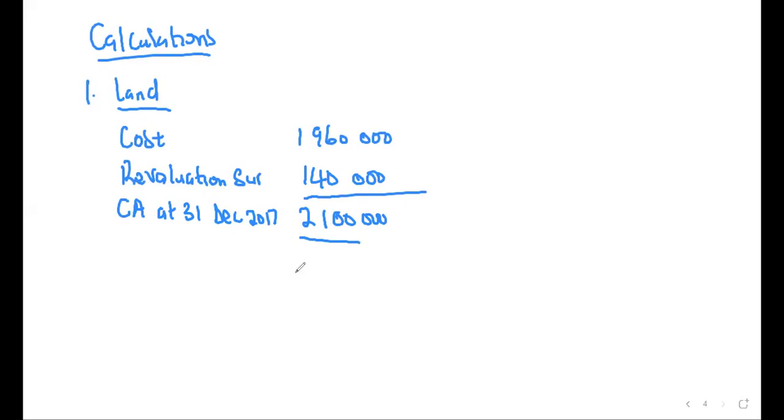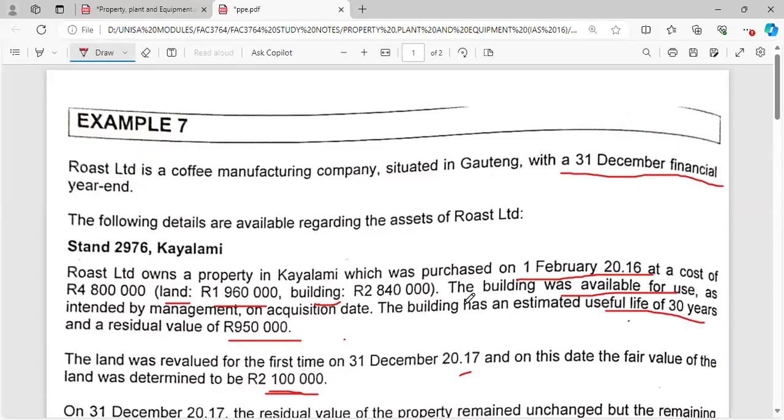Then after the land, which other asset do we have? We have the building. What happened to the building? The building cost 2,840,000. The building was available for use as intended by management on acquisition date. The building has an estimated useful life of 30 years and a residual value of 950,000. So we need to determine the carrying amount of the building here. Where do we start? We need the cost.